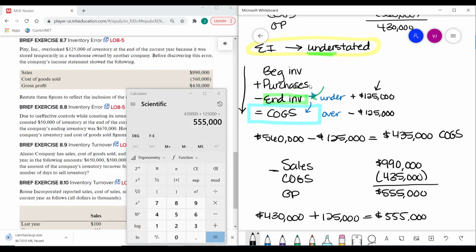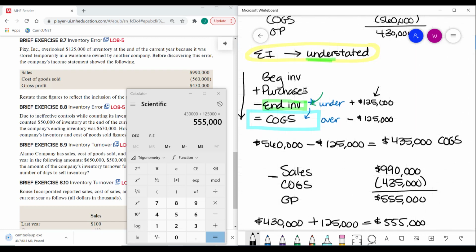So when you are looking at errors in inventory, whether it's under or over, just write down this calculation here, and if ending inventory is understated, put a small box around it, which would cause cost of goods sold to be overstated. Or if ending inventory is overstated, put a big box around it, which would make cost of goods sold understated. Okay, so it flows through.